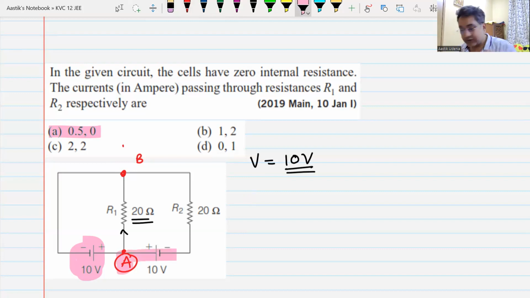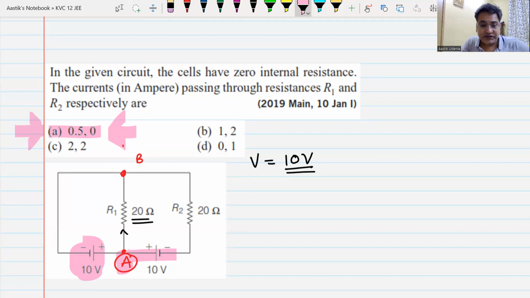And when I write the equation, it will be 10 minus 10. 10 minus 10 becomes 0. And therefore, the current in the second branch is 0. And your answer is simply 0.5 and 0. Do we understand this? Yes or no? So when there is a branch with no resistance between 2 points, the question becomes simpler to apply the nodal theorem. Do we understand this?